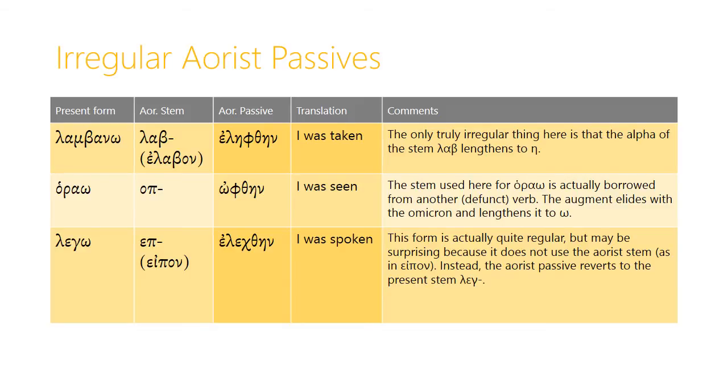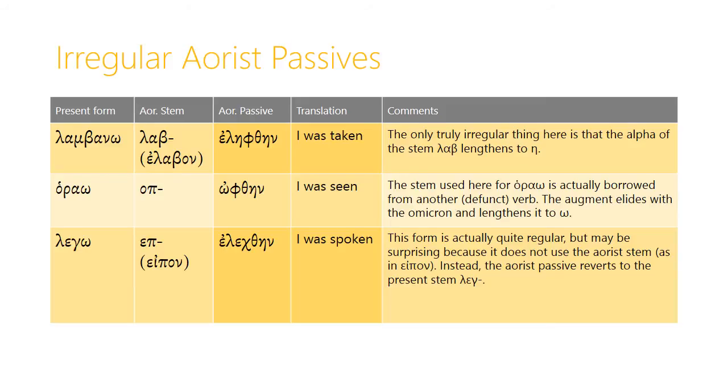Horao is quite a bit more surprising because the stem that we're going to work with for the aorist passive doesn't look anything like the present tense stem, and it's not the same as the aorist stem that we used for the aorist active indicative. In the aorist passive voice, the stem we use for horao is op. Now, where do we get this from? Remember that the future active indicative of horao was opsomai, and that actually is derived from this same stem, op.